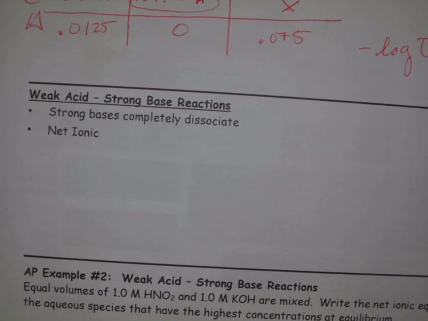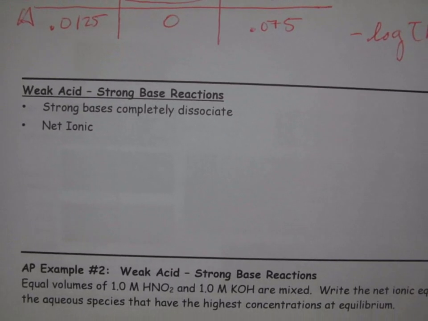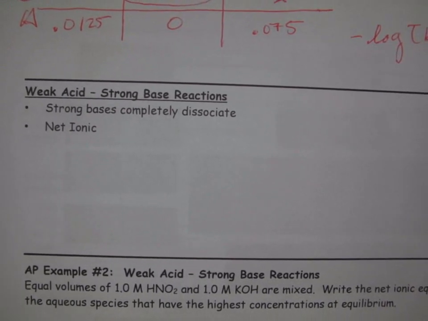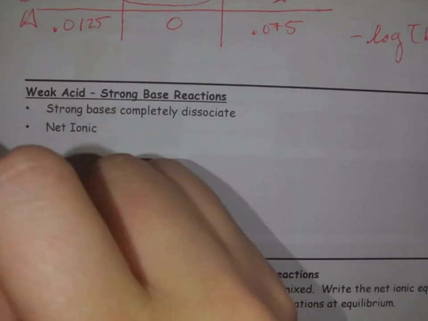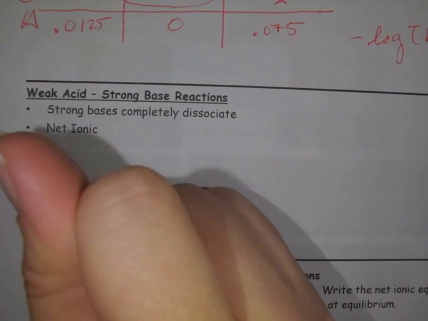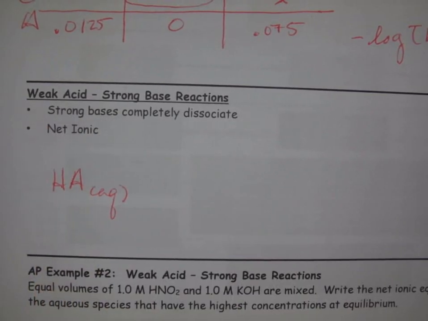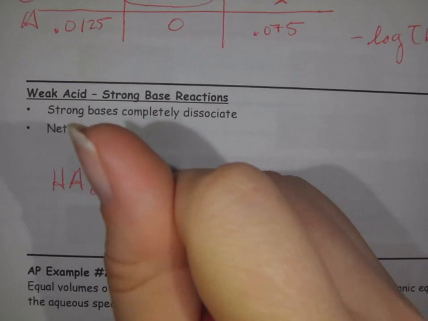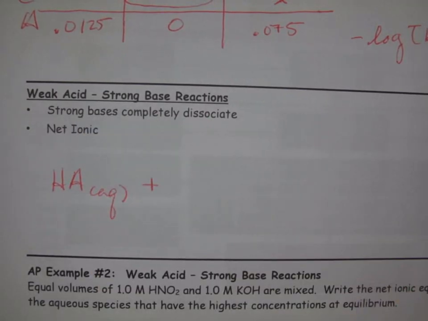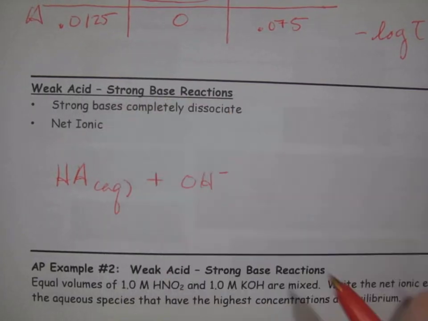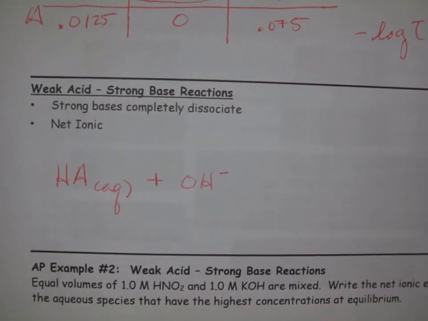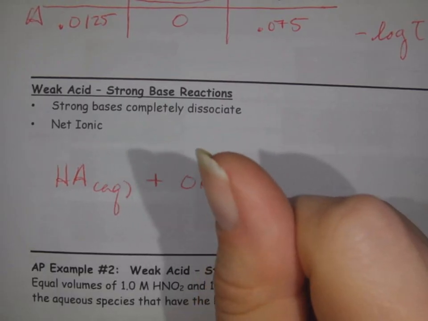Okay, next. What if we have a weak acid and a strong base? Like, what would this net ionic look like? So we have some kind of weak acid. Now, a reminder, when it's a weak acid or a weak base, we don't have it break apart. Okay? And then we have a strong base that does break apart, and we'd really only need to keep the hydroxide part of that when we're doing our net ionic, and that's aqueous.